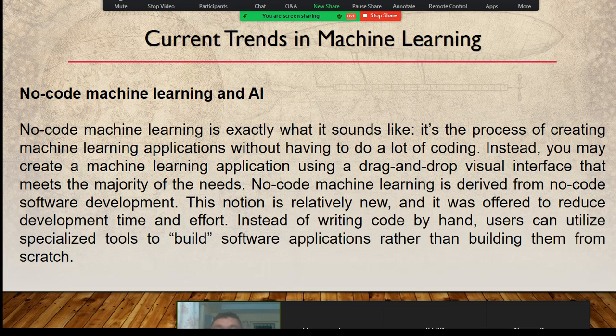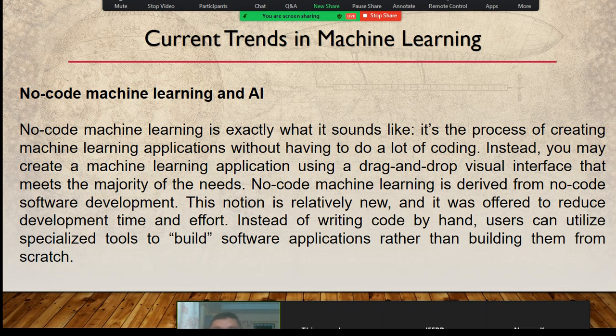We have here also no-code machine learning in artificial intelligence, AI. No-code machine learning is exactly what it sounds like. It is the process of creating machine learning applications without having to do a lot of coding. Instead, you can create a machine learning application using a drag and drop visual interface that meets the majority of the needs. No-code machine learning is derived from no-code software development. This notion is relatively new.